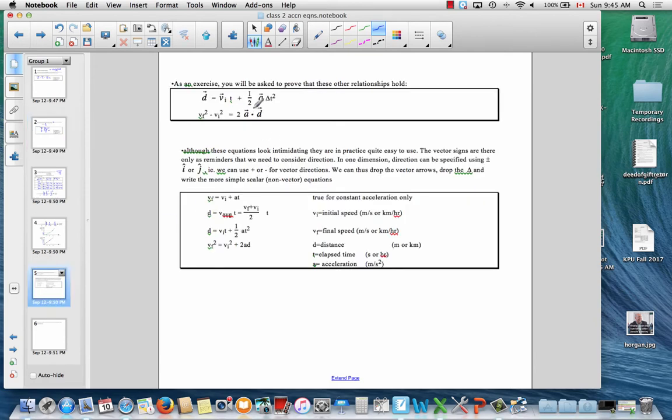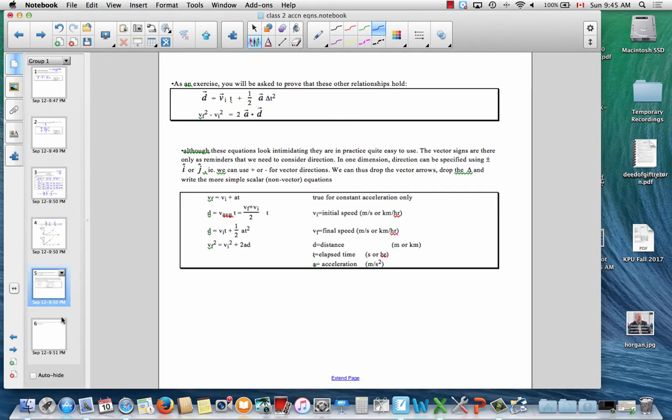The good news though, however, is that as long as there's no direction changes to be concerned about, and as long as we're just going in a nice straight line, we could just drop the vector signs. We can also drop the delta t and just write t, as long as you remember that it really means an elapsed time. And then these equations look a lot neater and tidier already. So these are the 4 constant acceleration equations.